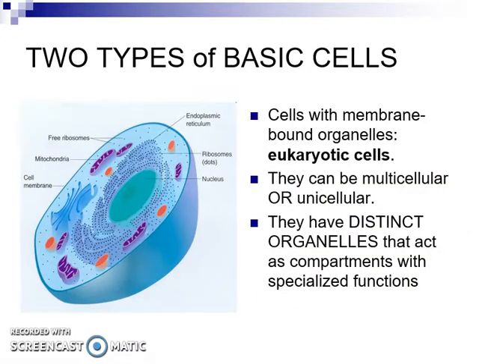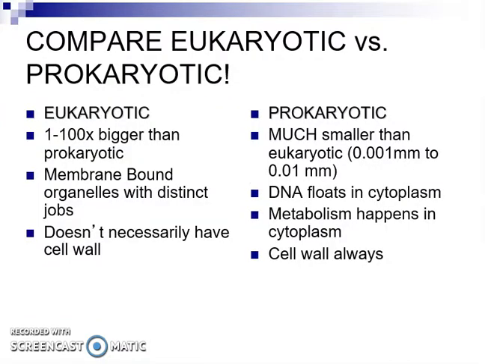Then we come to the types of cells that we are made of. We're eukaryotic cells. We can be multicellular, we can be single celled, it does not matter, but the distinct, interesting thing is the fact that we have organelles that are membrane bound. And they act as compartments with specialized functions. So each of these cell organelles have a specific function in order to maintain homeostasis.